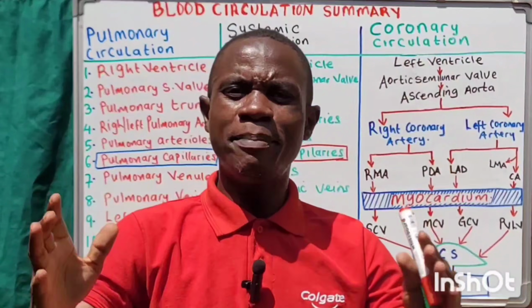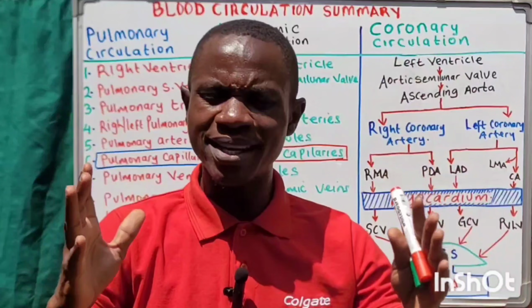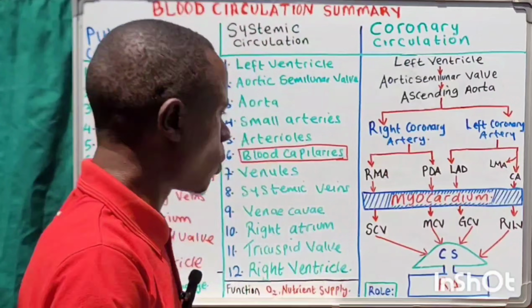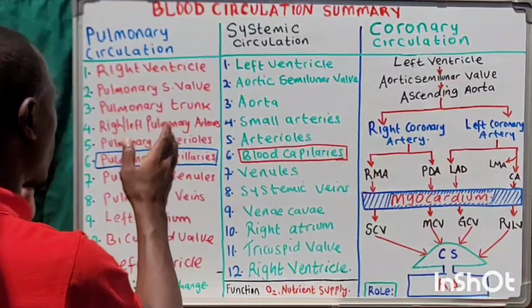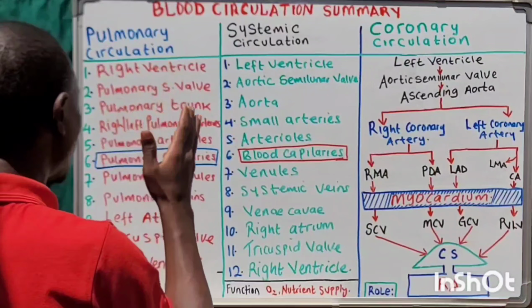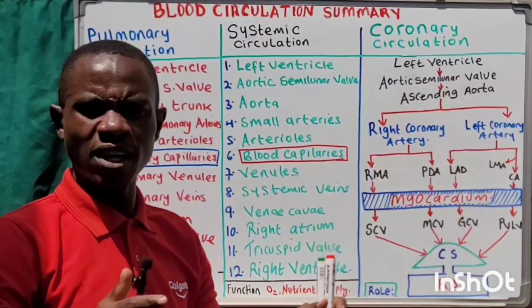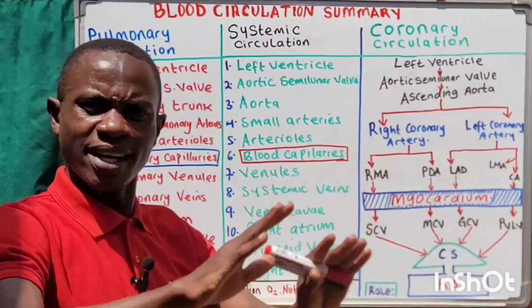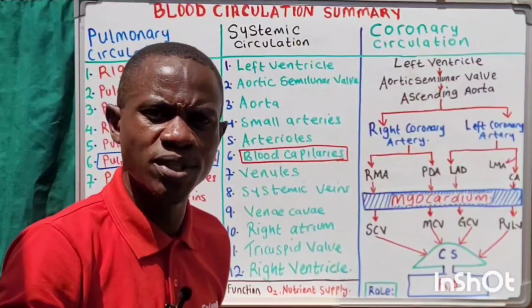Now that we have the basic idea of what's going to be happening, let's go ahead and look at the summary of each one of them in simple terms. We said that we are looking at the pulmonary circulation. Pulmonary circulation involves the movement of the blood from the right side of the heart to the lungs and then back to the left side of the heart. It's all that simple.